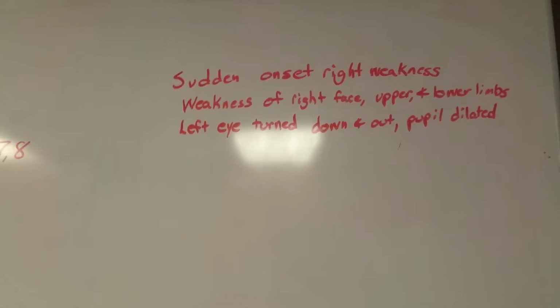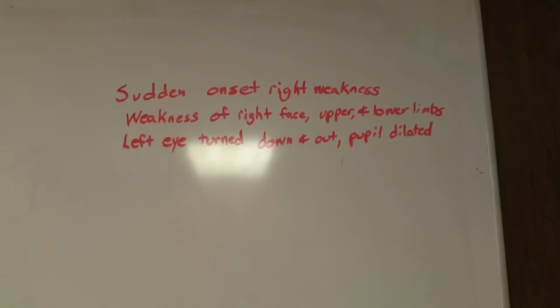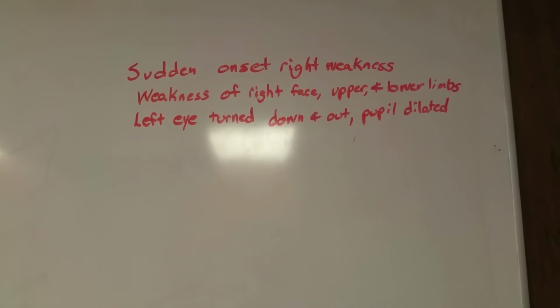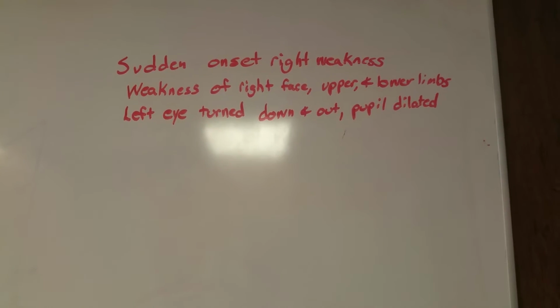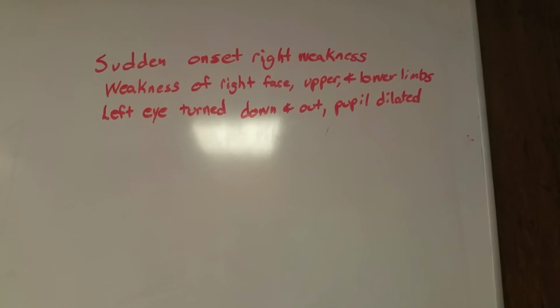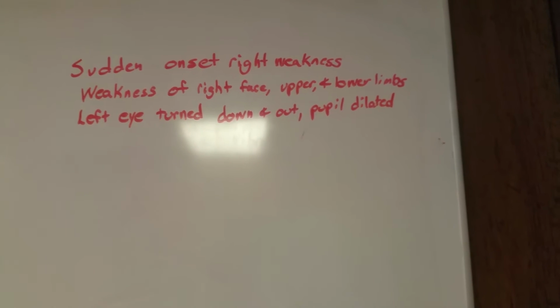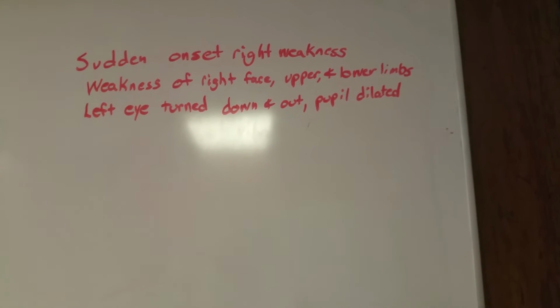Alright, so here's our next one. Patient comes in with sudden right-sided weakness. They have weakness of the right face, upper and lower limbs, and the left eye is turned down and out, and the pupil is dilated. Once again, don't try to go for your whole body. Look for your cranial nerve. Our cranial nerve is the eye.